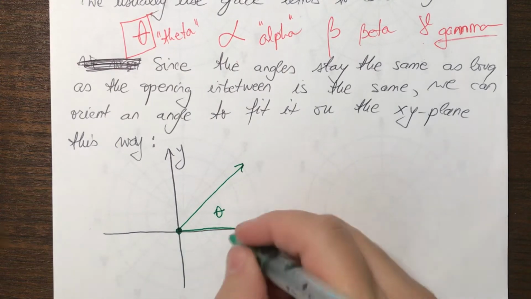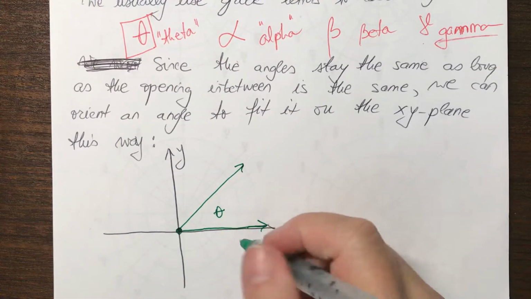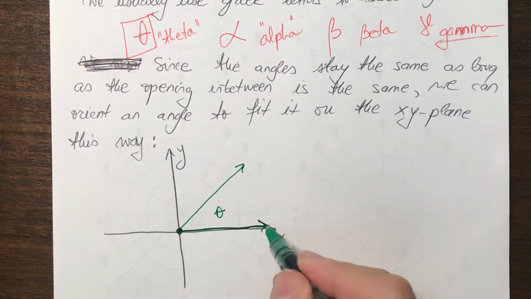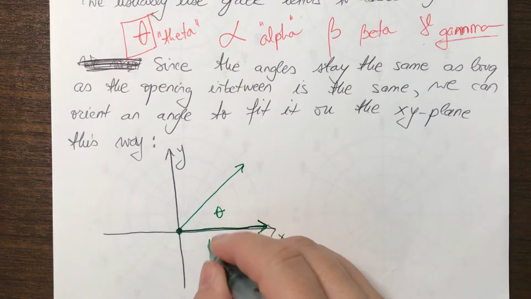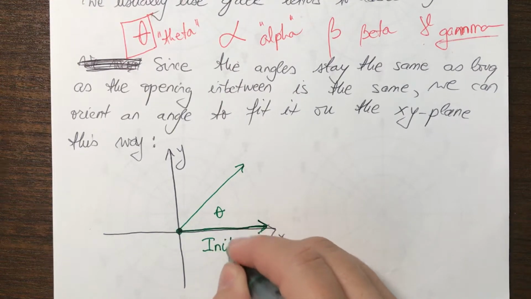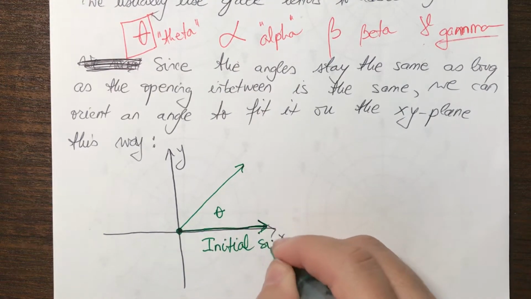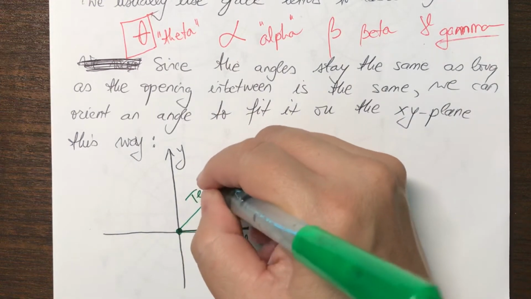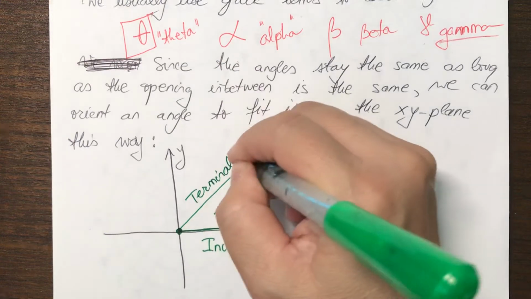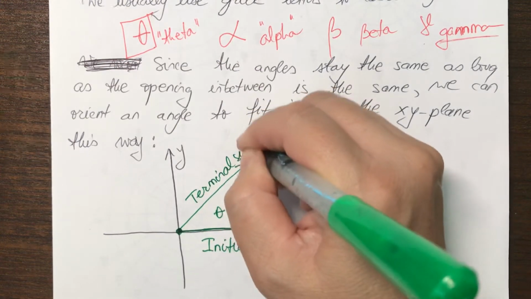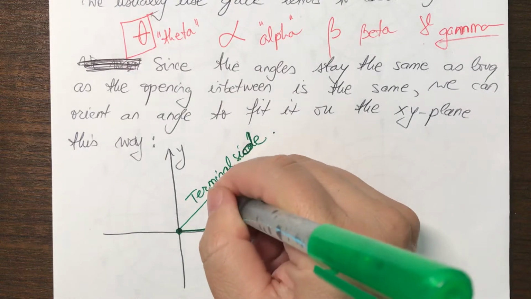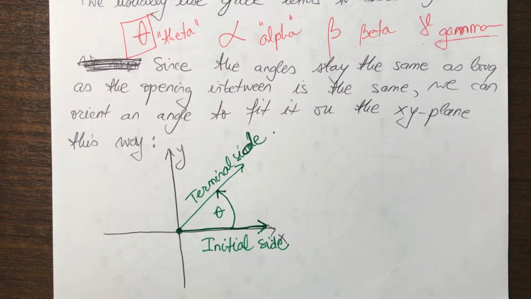Also important is how we measure this. So again, I want one of the rays to be on the positive x-axis. I'm going to call this the initial side of the angle. And the other ray will be called the terminal side. And now I know that I am measuring my angles from the initial side to the terminal side, okay? So I'm measuring it in this way.